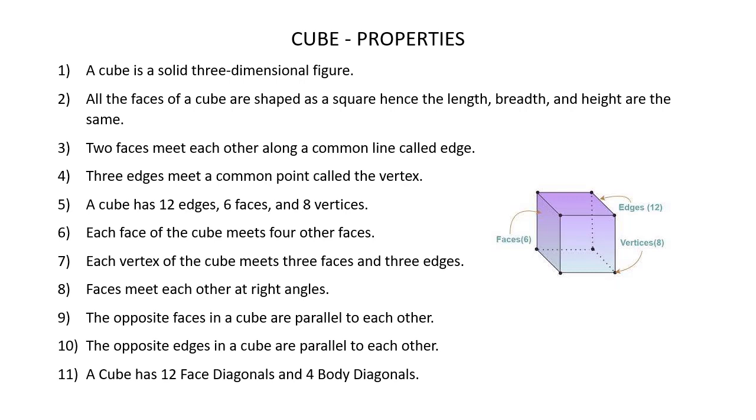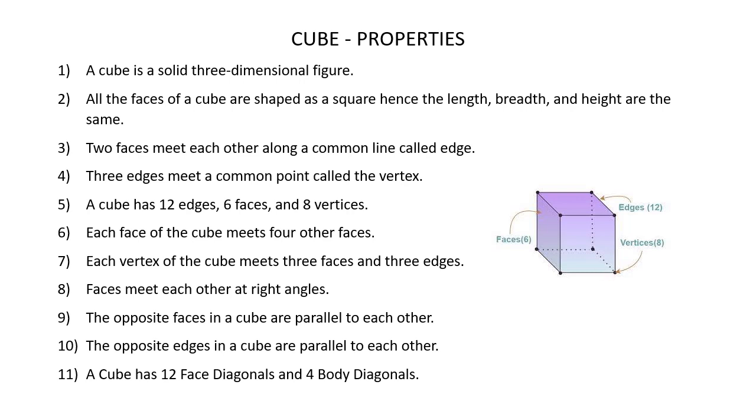Now as you can see in this diagram, this cube is a three-dimensional figure and it has 6 square faces, and 2 faces meet along a common line, and this common line is called the edge. Now as you can see, there are 12 edges in a cube. Now 3 edges meet at a common point called the vertex. As you can see here, this edge, and this edge meet at a common point called the vertex. And as you can see in this figure, there are 8 vertices.